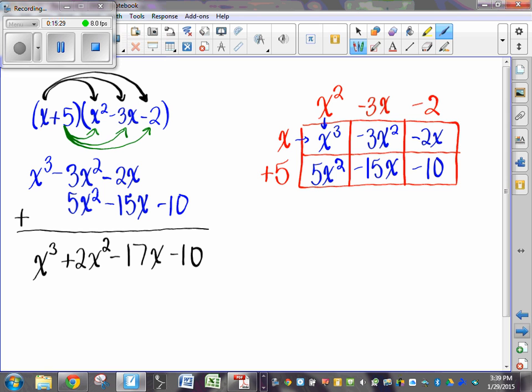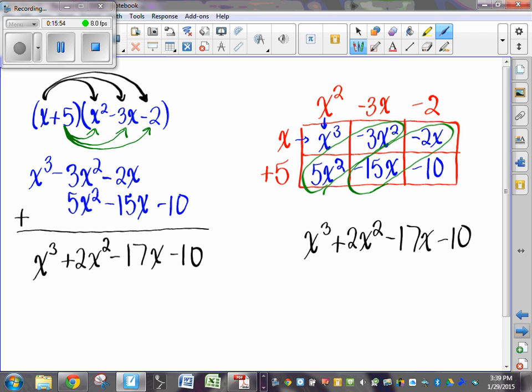And just like before, if you look on the diagonals, you have your like terms, and we are ready to write our final answer, x cubed. Now we've got 5x squared and negative 3x squared. That makes 2x squared. And then we have negative 15x and negative 2x, which is negative 17x. And then we have negative 10. So x cubed plus 2x squared minus 17x minus 10.